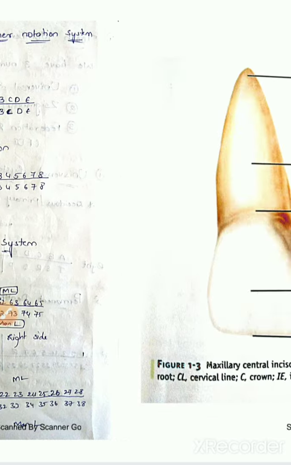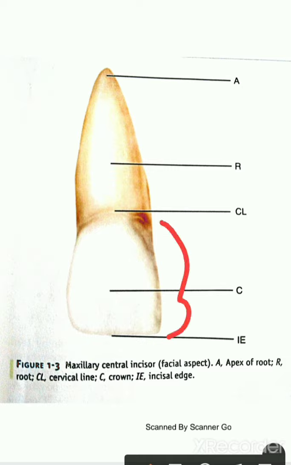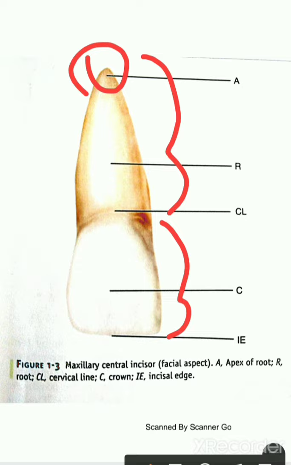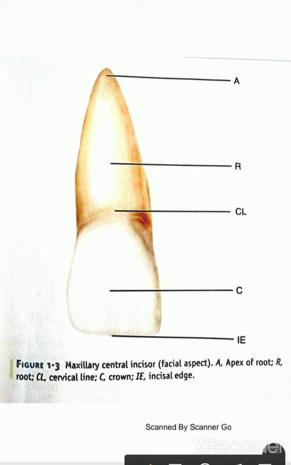So next comes the parts. What are the parts of a tooth? I'll go through the basics. This will be the crown, and this will be the root, and this will be the apex part, which is away from the occlusal. This is the occlusal part, or as it is an incisor, it is the incisal part or incisal edge.